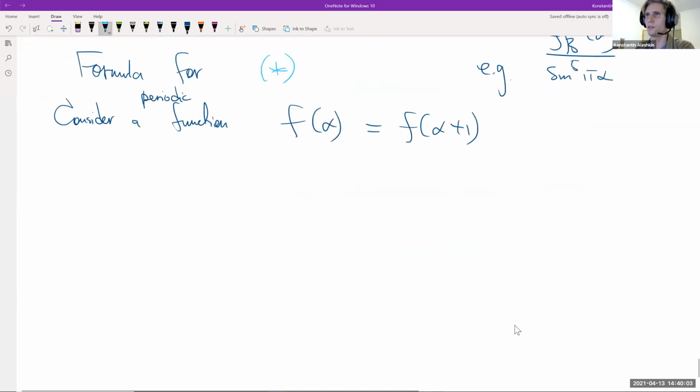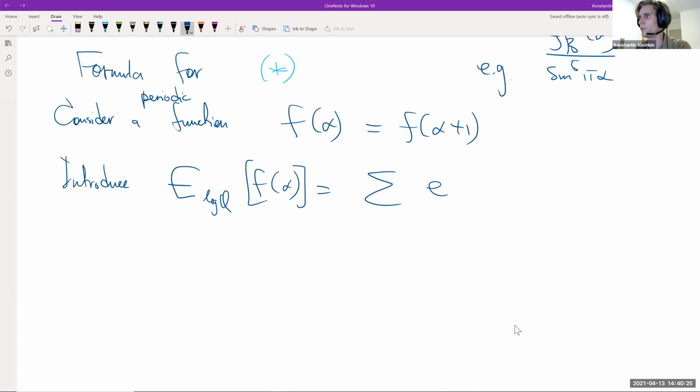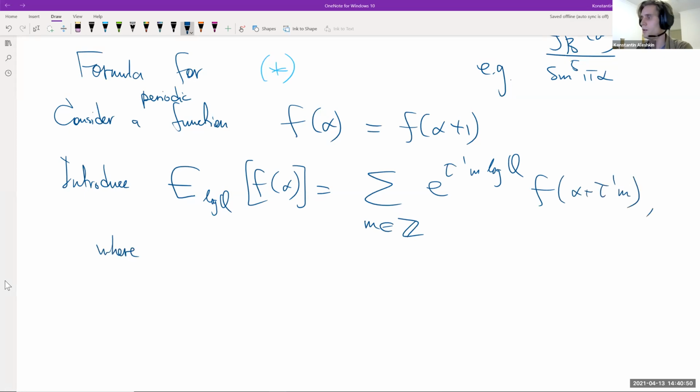Then this star over here is... sorry, and introduce big E of log Q, f of alpha, which is just a sum of exponentials. Sorry, let me actually look at my notes. I don't want to write something too wrong. Yeah, the sum over m in Z, tau prime m log Q, f of alpha plus tau prime m, where this tau prime is 2 pi i over log Q.